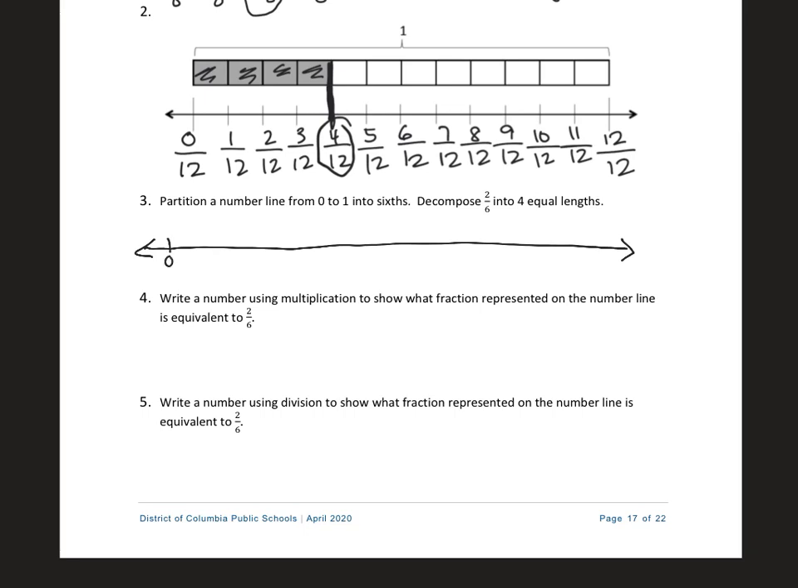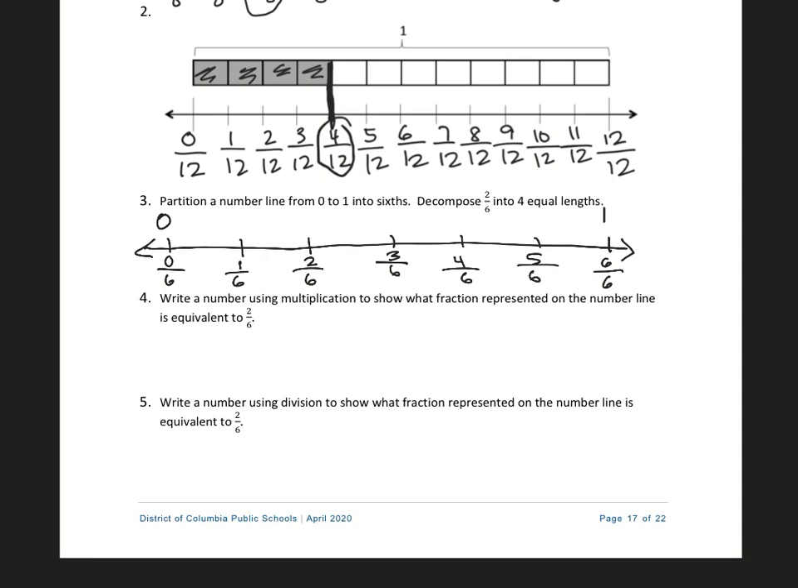So this is going to be 0/6, which is also 0. And then I know this will be 6/6, which is also 1. All right, so halfway will be 3/6. So that's 1/6, 2/6. All right, so your number line should look just like mine. Okay, so I partitioned a number line from 0 to 1 into 6.